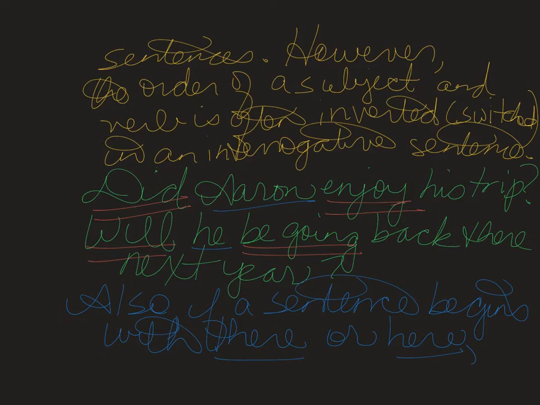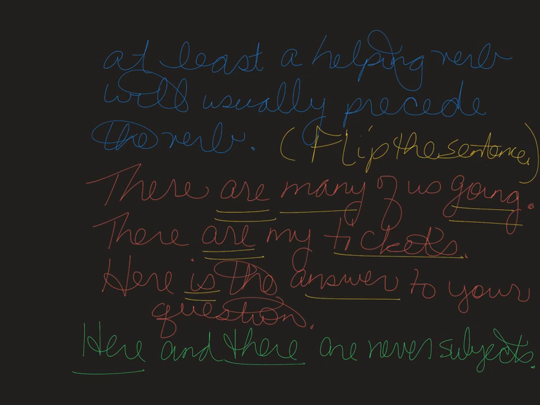Again, interrogative sentences often have at least part of the verb, a helping verb that comes before the subject, and then after the subject you'll have your main verb, okay? At least one other word that's the last word in the verb phrase. All right. Also, if a sentence begins with the words there or here, at least, same idea as with the interrogative sentence, at least a helping verb is going to come before your subject, all right?